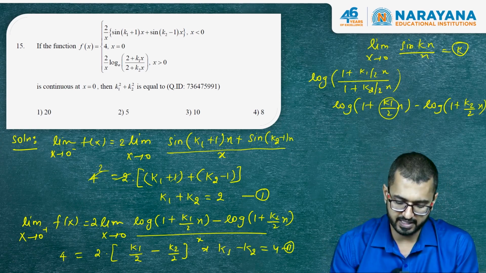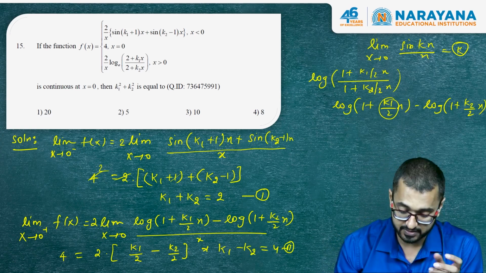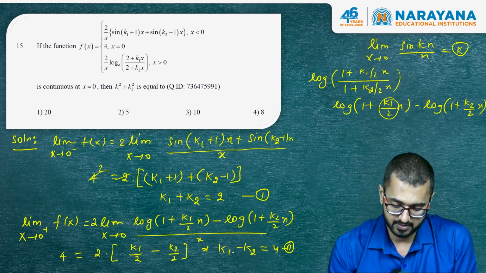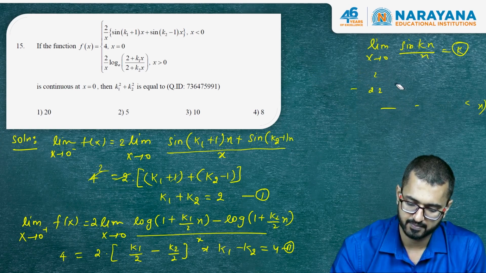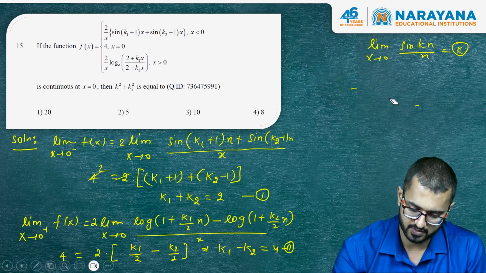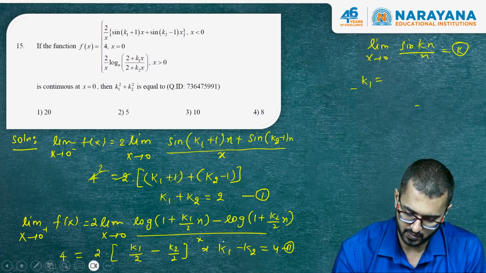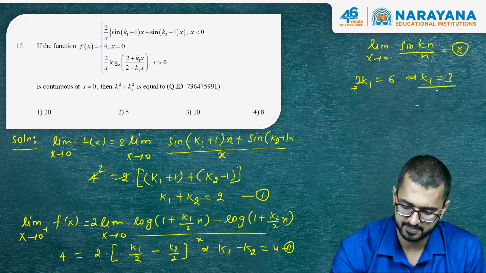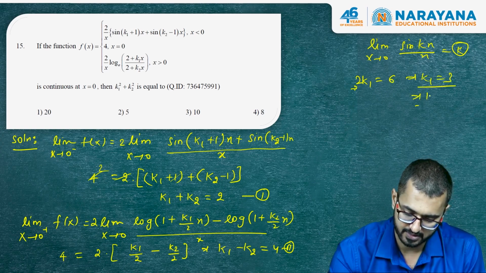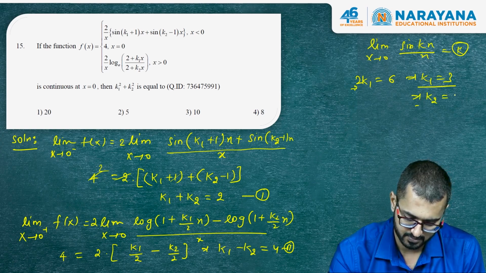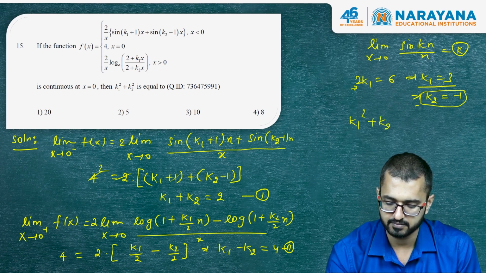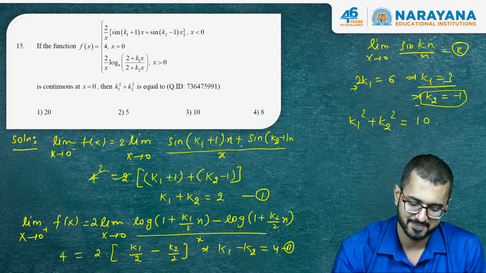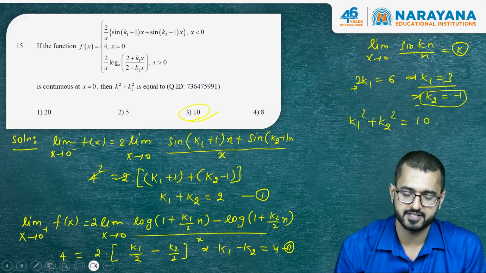So we got the value of k1 minus k2 as 4 and k1 plus k2 is 2, and we want k1 square plus k2 square. So yes, we can add both to get 2 k1 as 6, so on solving we get k1 is equal to 3. And if k1 is 3, that means k2 is equal to minus 1. So we want k1 square plus k2 square. So k1 square plus k2 square will be 10. That makes our option 3 correct.